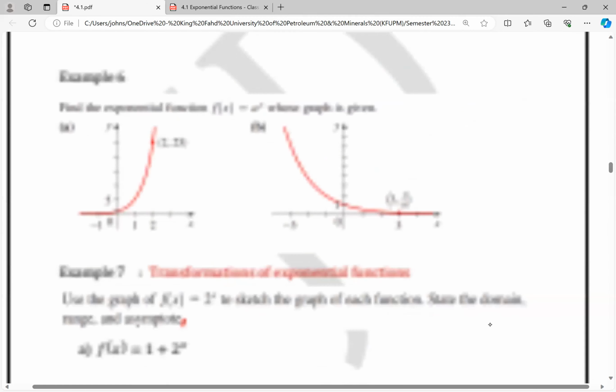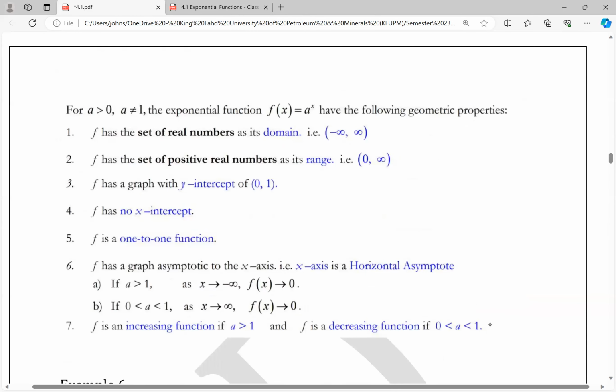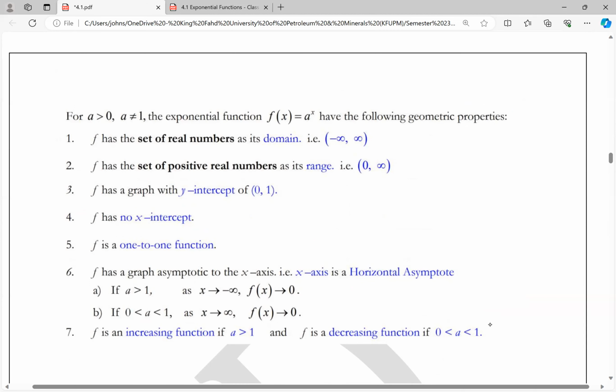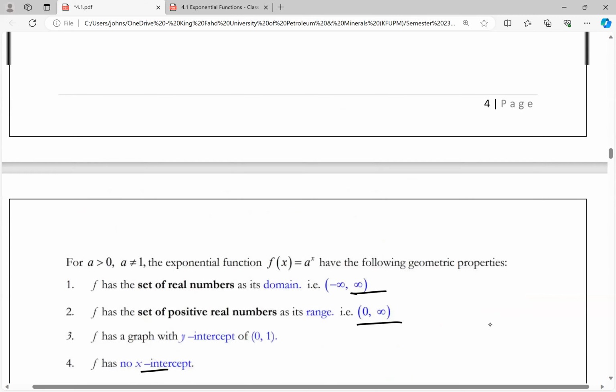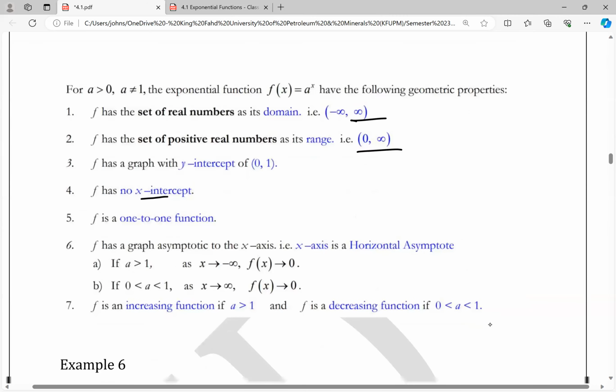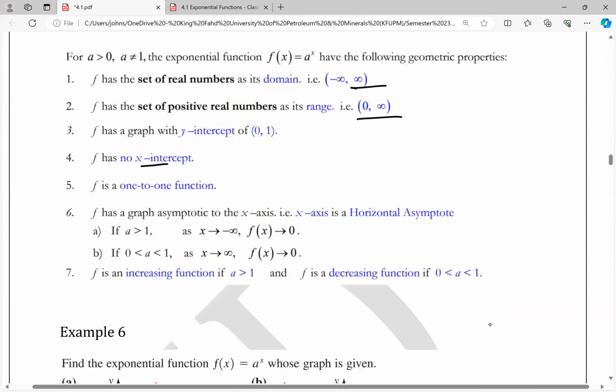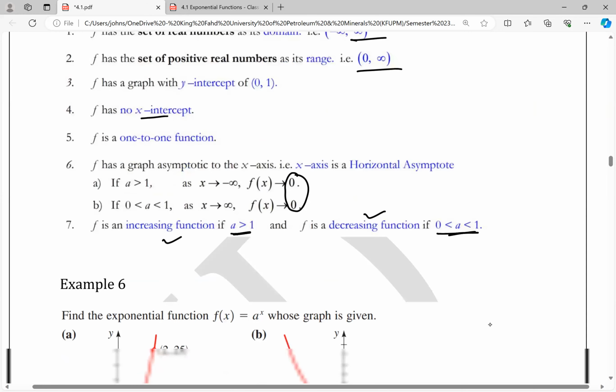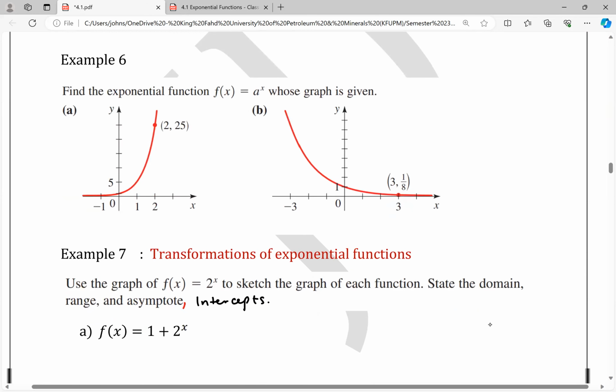So basically here, we have some truths. We've discussed the domain, that the domain is all of R. The range is 0 to infinity. And the y-intercept is always (0, 1), and it has no x-intercept. It is a one-to-one function because it satisfies the horizontal line test. And we have the y-asymptote to be 0 in both cases. So when a is greater than 1, we say the function is increasing. When a is between 0 and 1, we say the function is decreasing. So let's see example 6.